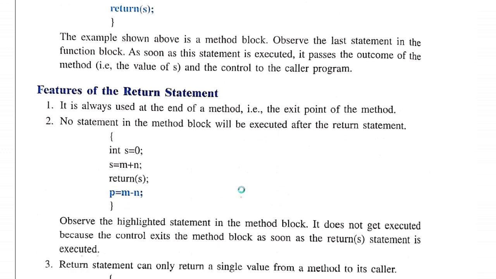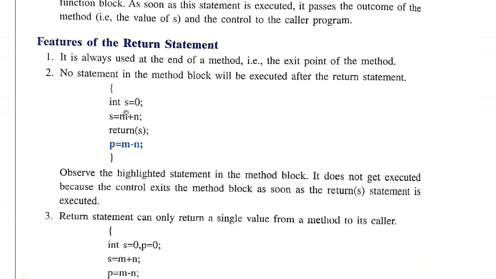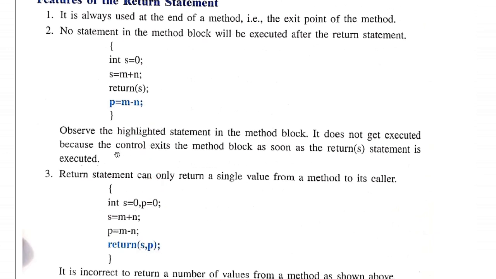Let's see the features of the return statement. It is always used at the end of the method, that means the exit point of the method. Second one, no statement in the method block will be executed after the return statement. You can observe here int s = 0, s = m + n, return s, then p = m - n is there. Once the return statement has given, it won't execute the next line. That means the compiler won't come to the next line. So it terminates there itself where the return statement will be there.